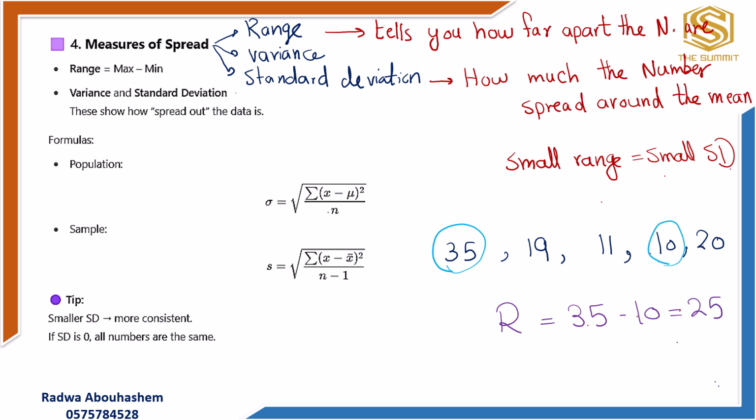For the standard deviation, if you are applying it on a population, this is the formula: x is the value, mu is the mean, over n, the number of samples, population, or values. Again, the variance is just the standard deviation to the power of 2.